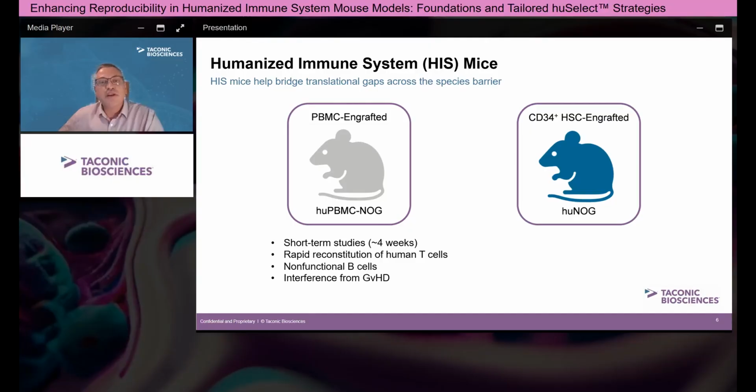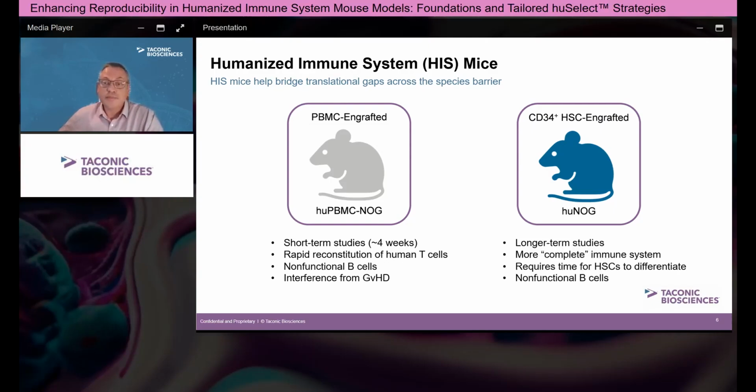They allow for rapid reconstitution of human T cells in a mouse. They typically have non-functional B cells and typically are absent of most myeloid lineages. The reason why these are short-term studies is because these animals invariably will suffer from graft versus host disease, thus limiting the study duration. In contrast, HSC engrafted animals are amenable to longer-term studies.